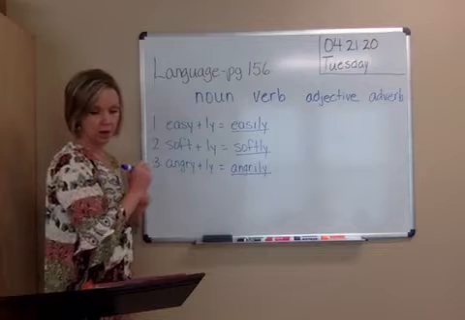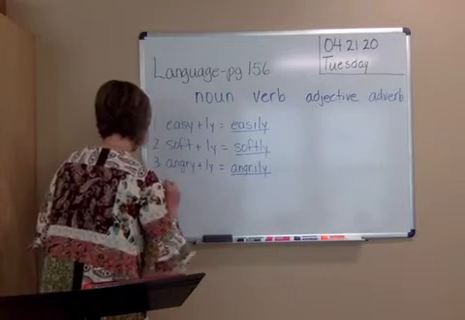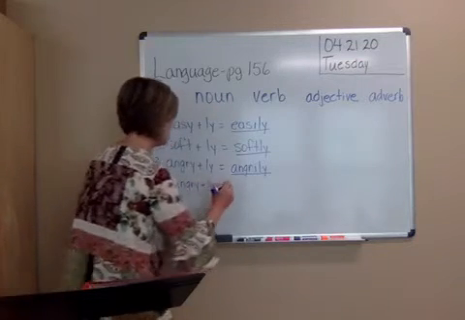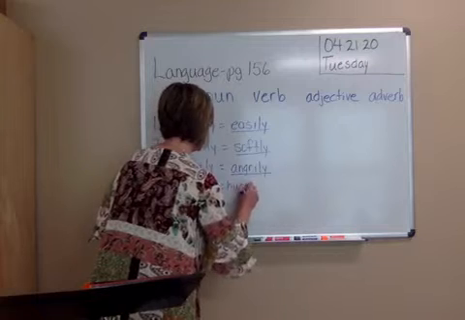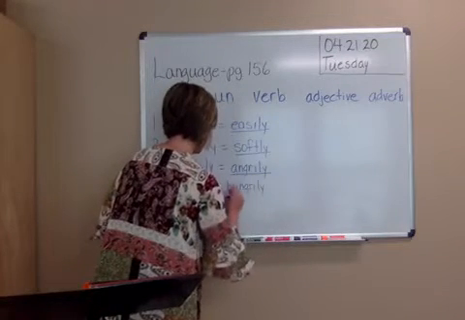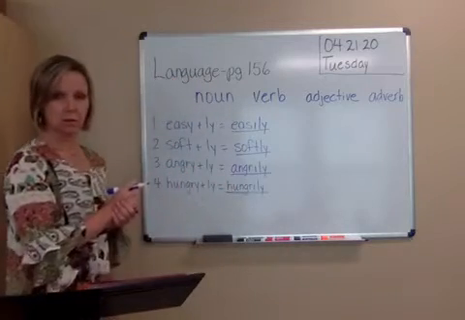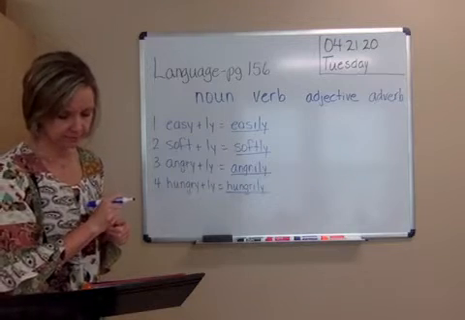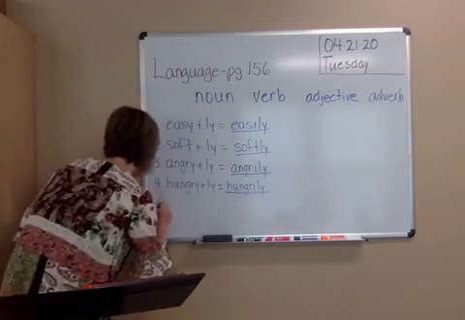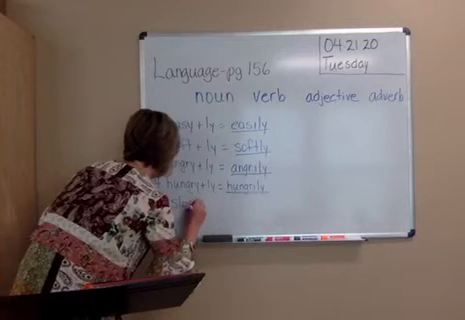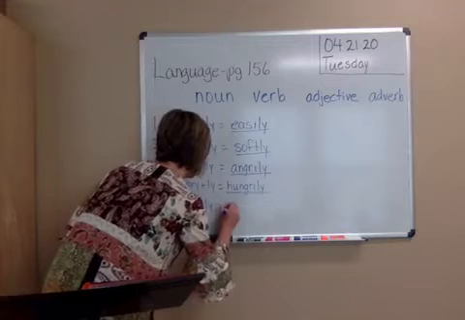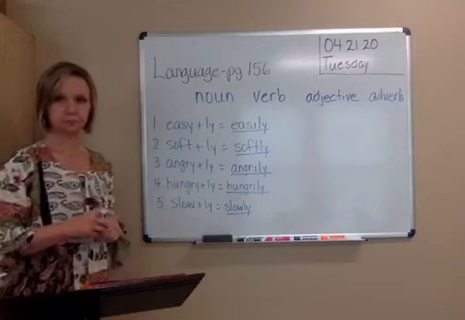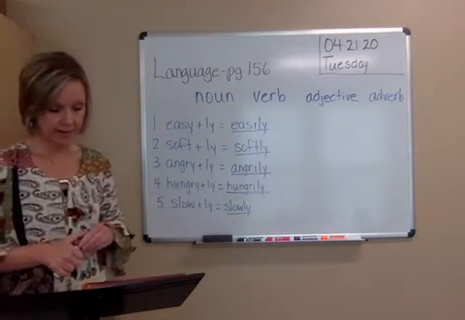Number four, hungry plus ly equals H-U-N-G-R-I-L-Y. Hungrily. We ate our lunch. I miss eating lunch with you guys, by the way. I miss that. All right, number five. Slow plus ly equals, just write slowly. Okay? And that's it. Just changing that y to i.